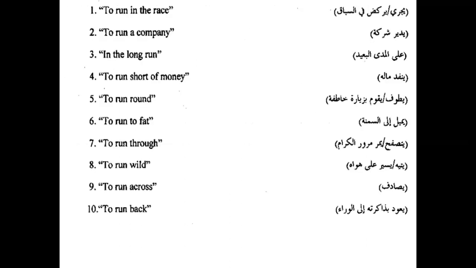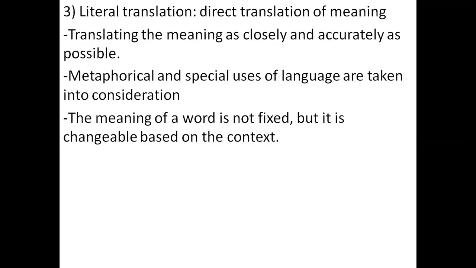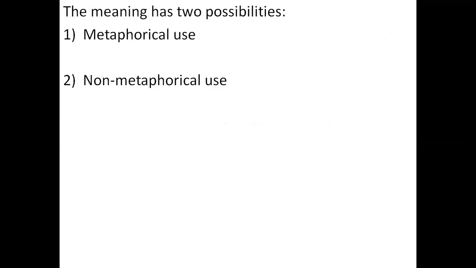For example, look at the word run. The simple meaning is يجري, but according to this strategy, run may have several meanings based on the context of use. For example, to run in the race يركض في سباق. To run a company يدير شركة. In the long run على المدى البعيد. So run in the three sentences, in every sentence it has a completely different meaning. So here this strategy looks at two possibilities of meaning. The word may be metaphorically used or non-metaphorically used.